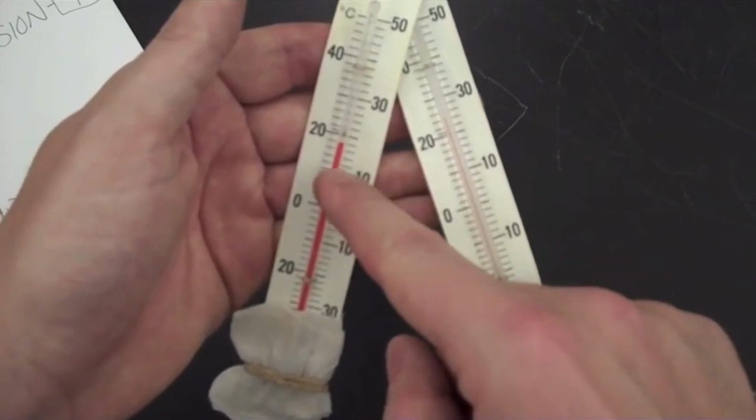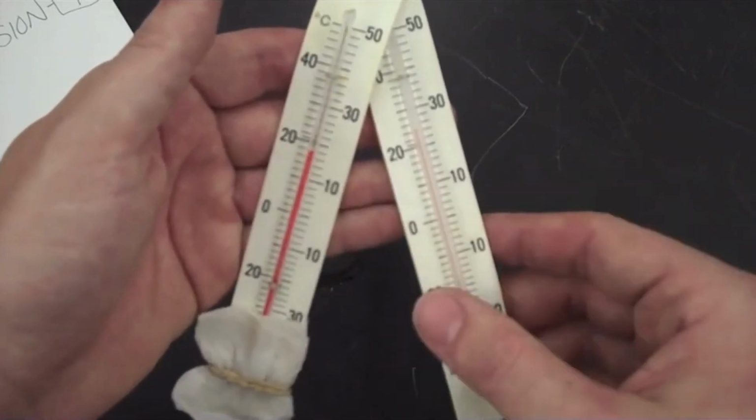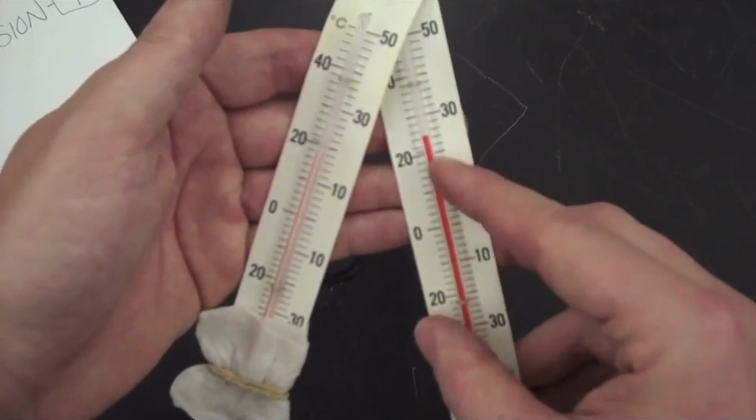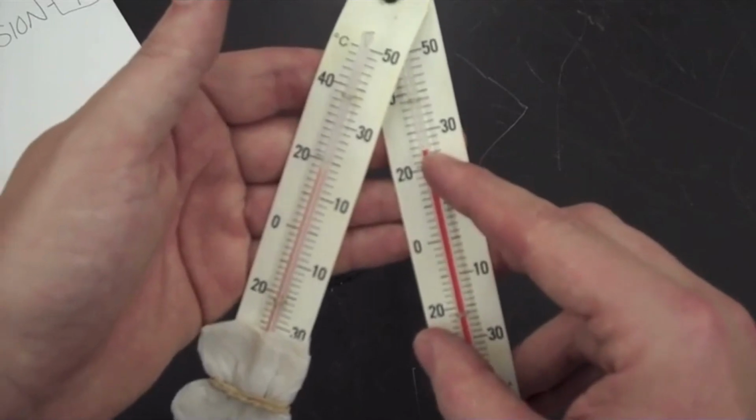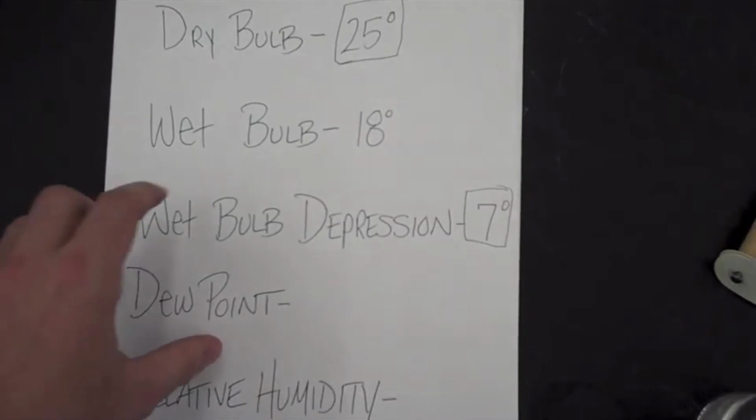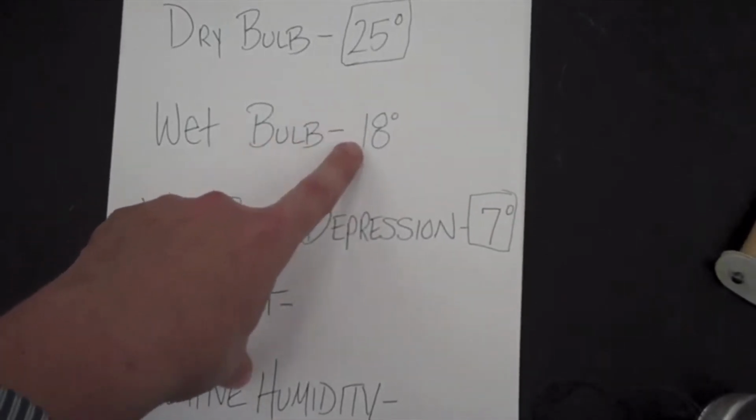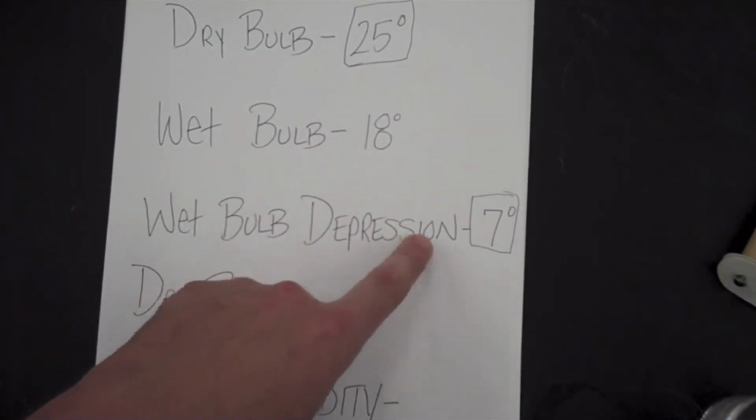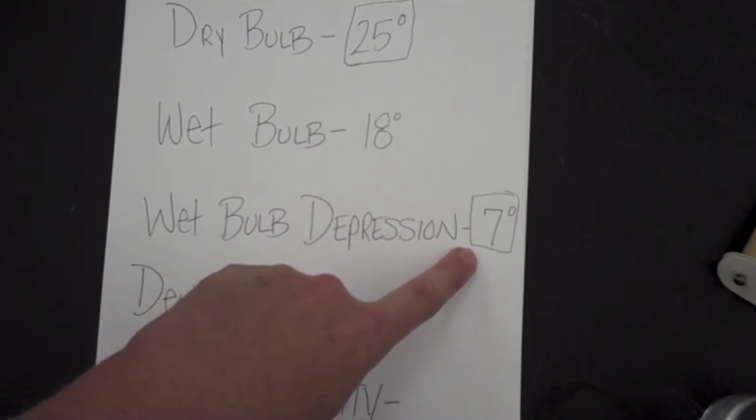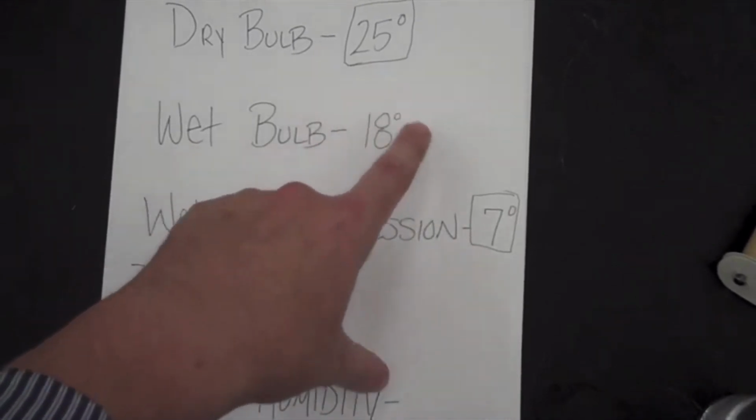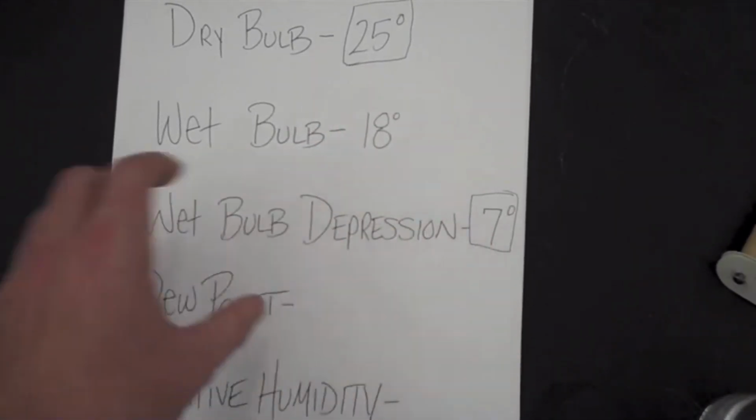this is my wet bulb here, has dropped down to about 18 degrees Celsius, while my dry bulb is still at about 25 degrees Celsius. What you're going to do is take your dry bulb and your wet bulb and subtract them. That's going to give you your wet bulb difference. In this case, we have a difference of 7 degrees. Now you're going to use the dry bulb and the difference to get your relative humidity and dew point.